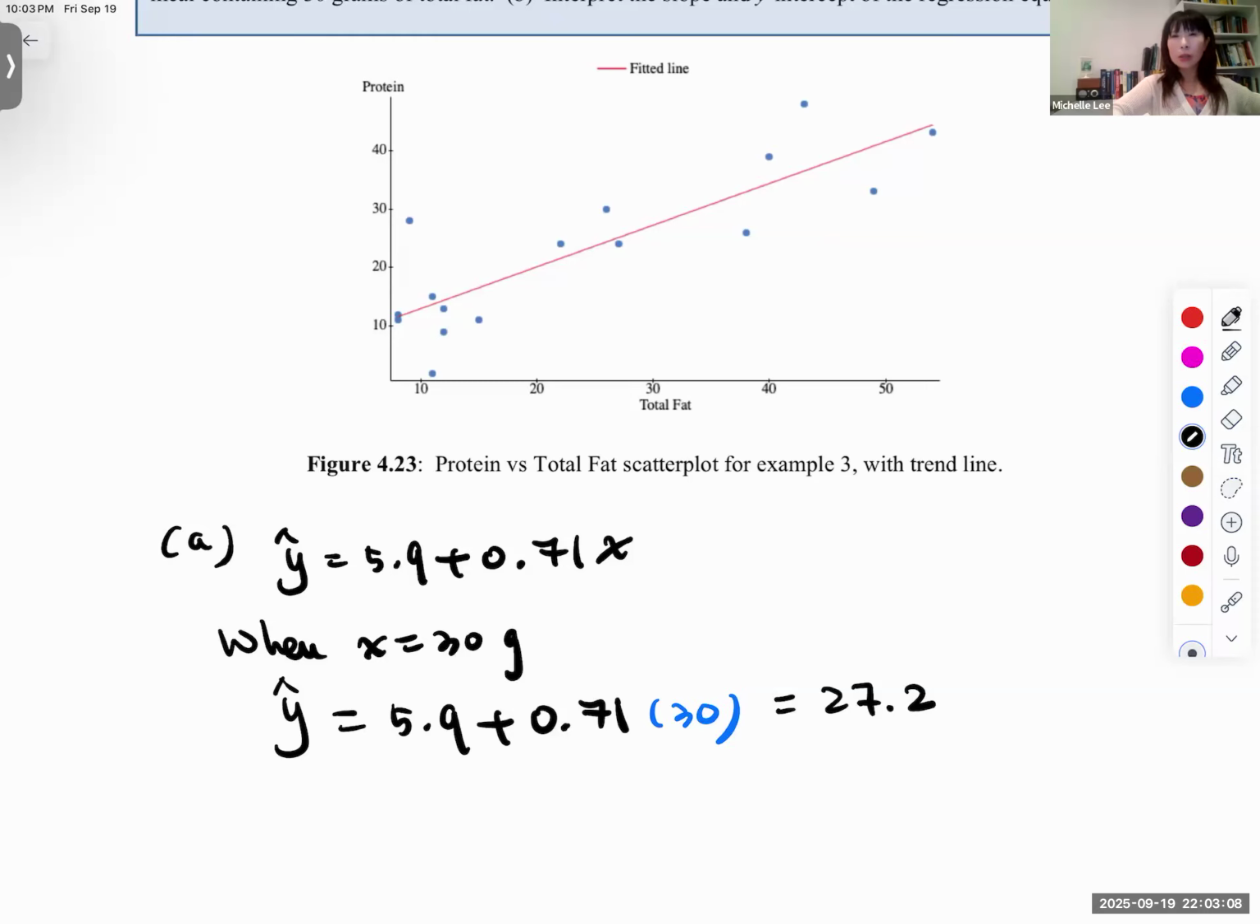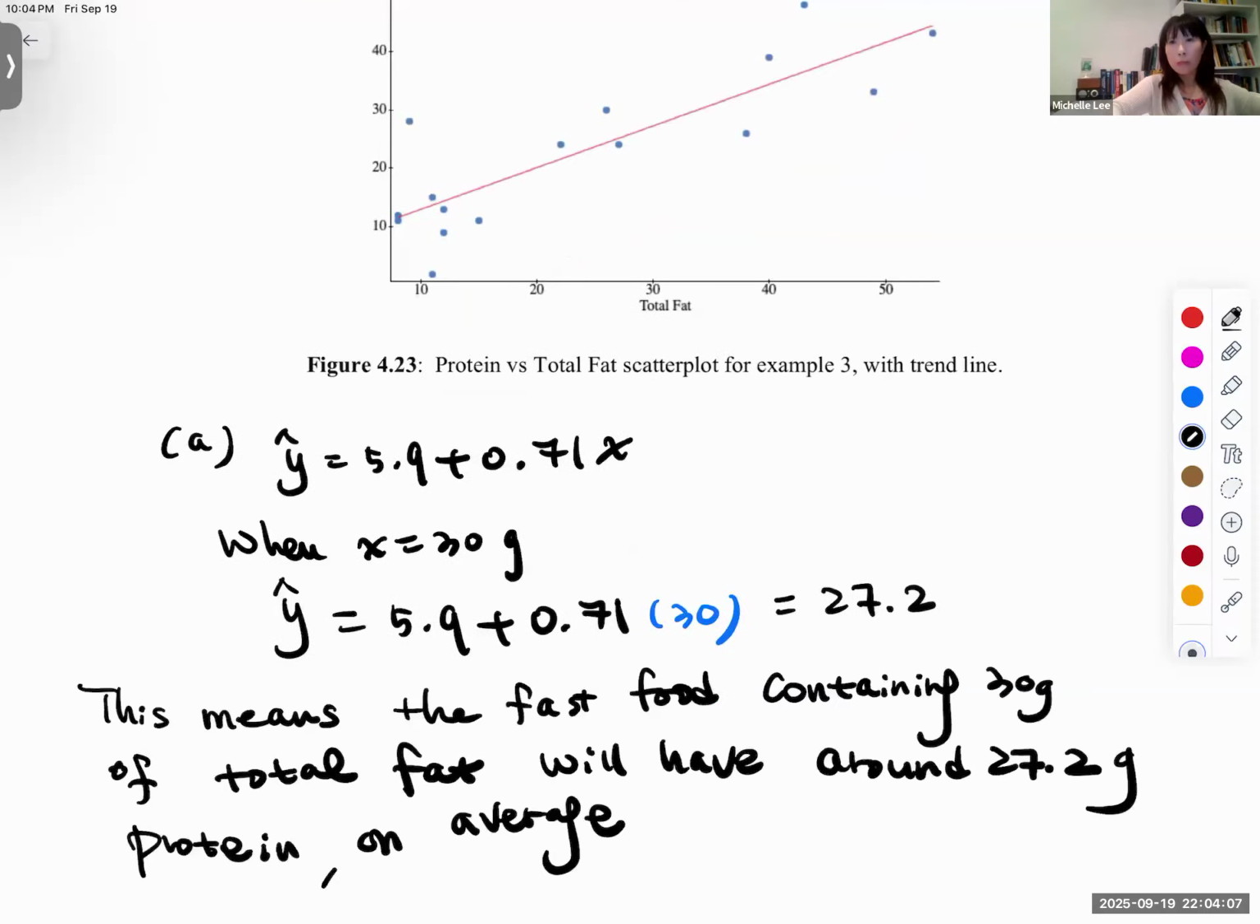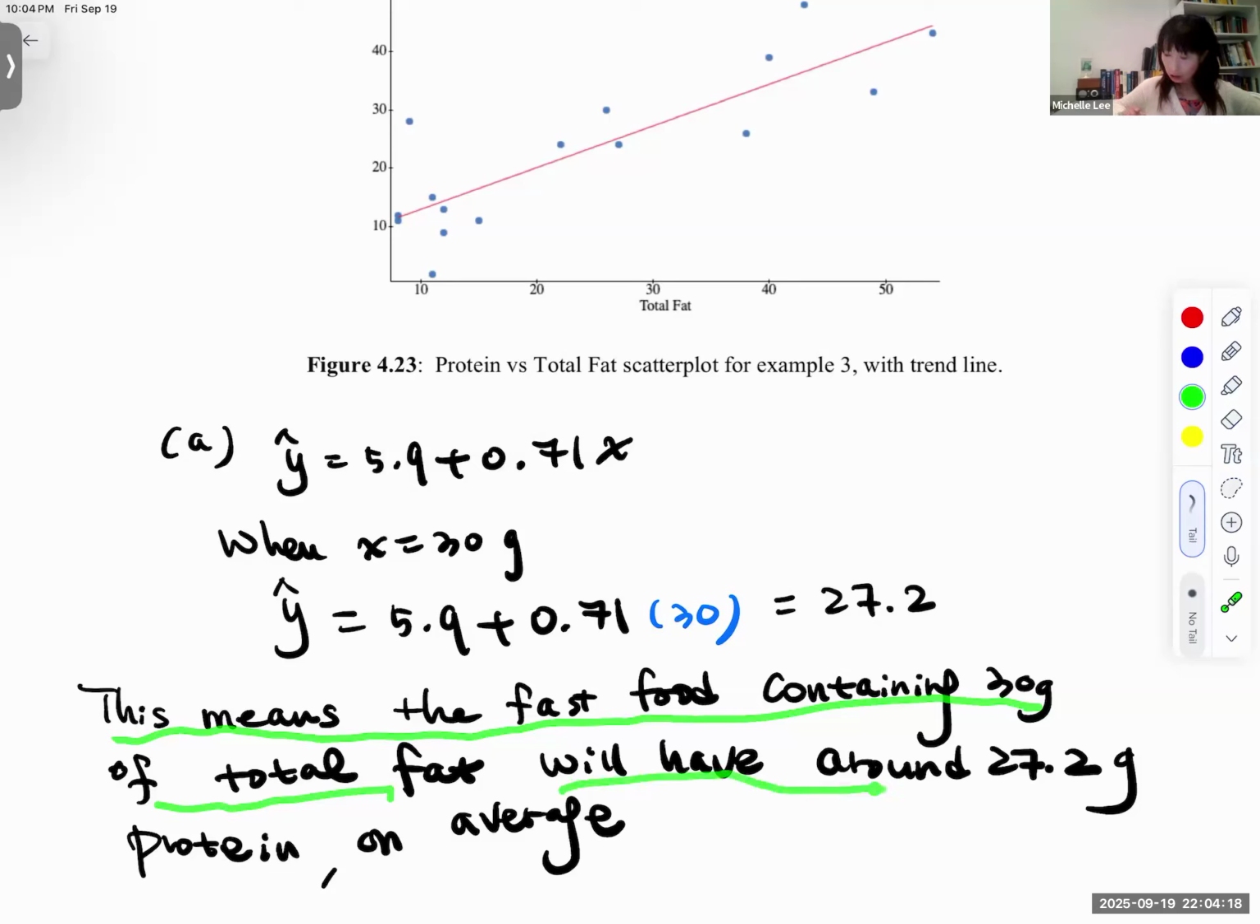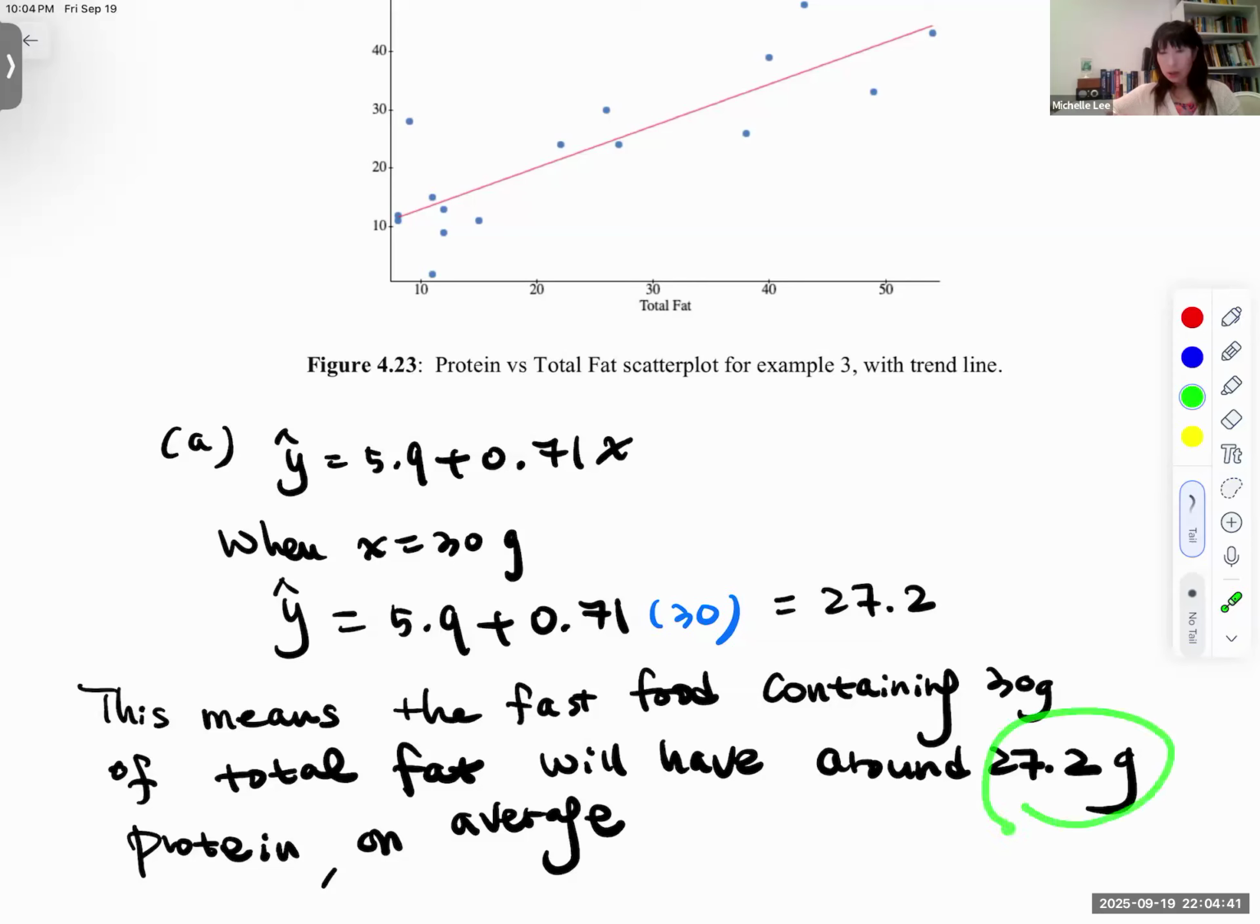So like earlier, let me write down. Okay, so I'm gonna read. This means the fast food containing 30 grams of total fat will have around 27.2 grams of protein on average. What does on average mean, right? We cannot have exactly 27.2 grams of protein. It can be 27.1 grams or it can be 27 grams. So it's on average. Make sense?